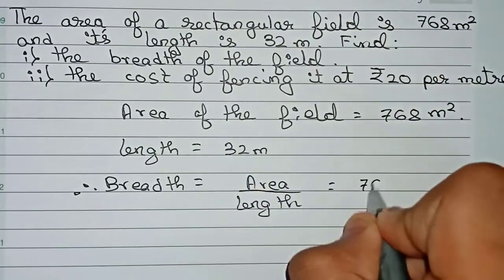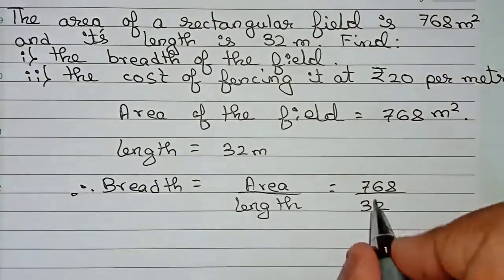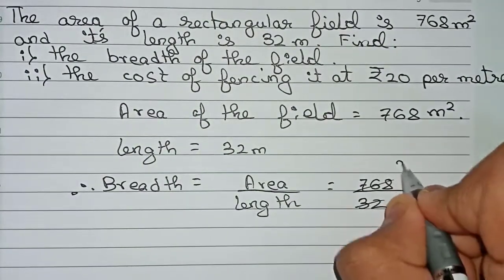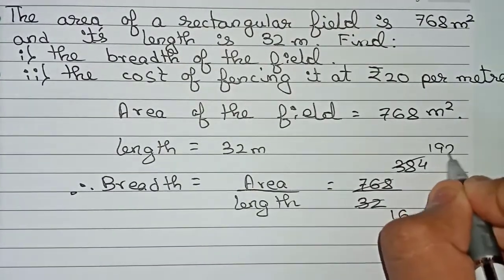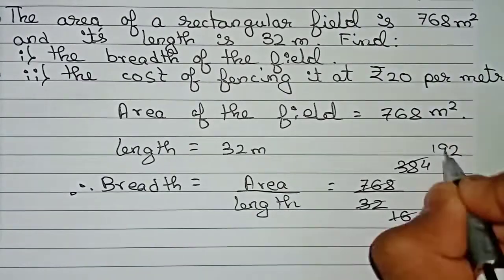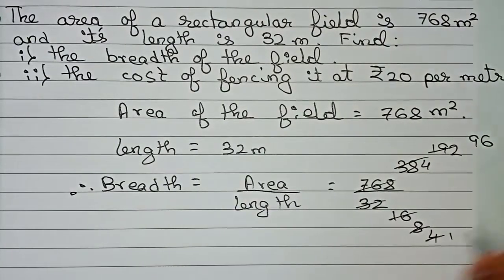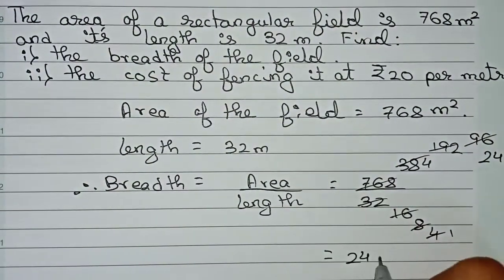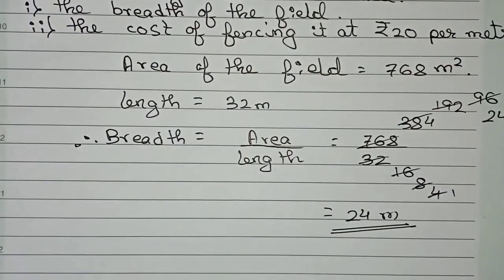So equals 768 by 32. So we will cut by 2 first. So 2 16s is 32 and it will become 384. So again by 2 it becomes 192. That becomes 8. So again by 2, so it becomes 4 and it becomes 96. So now I cut 96 and 4 directly, so it will become 24. So therefore the breadth will be 24 meter. So you have found out the breadth of the field.